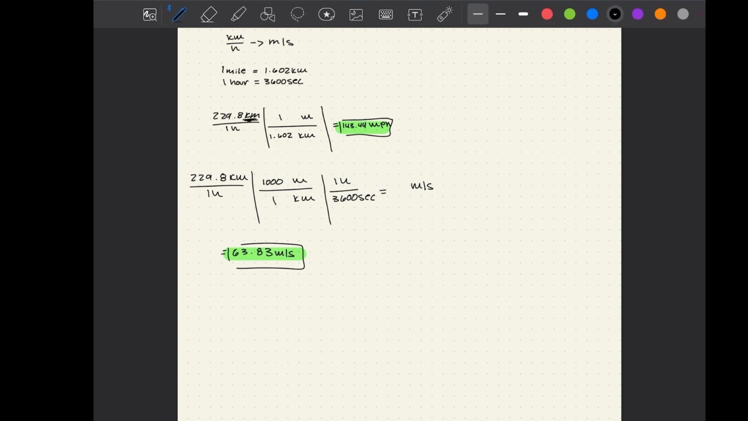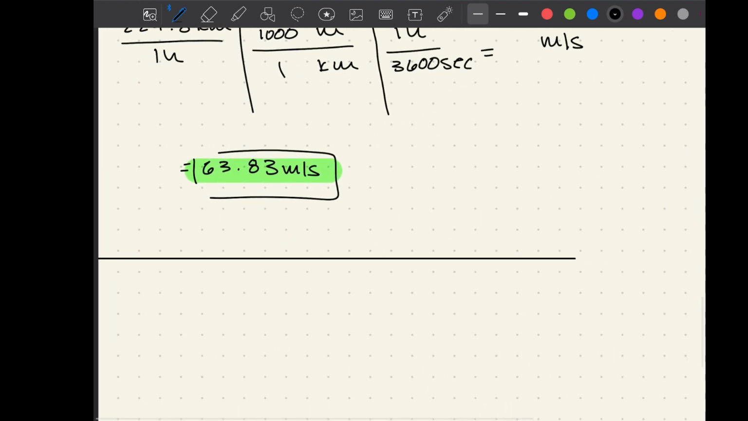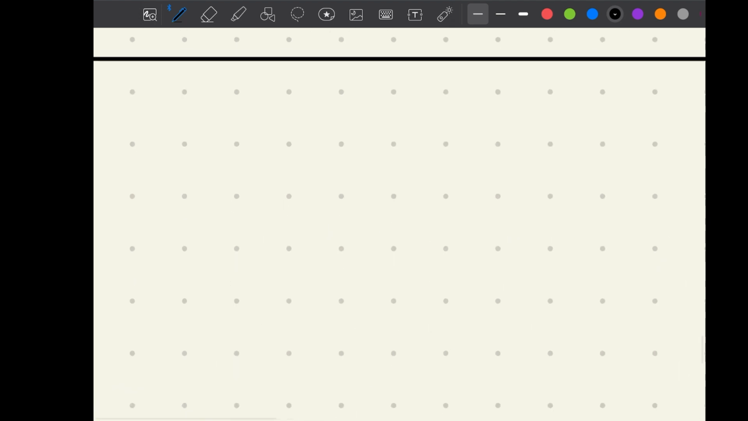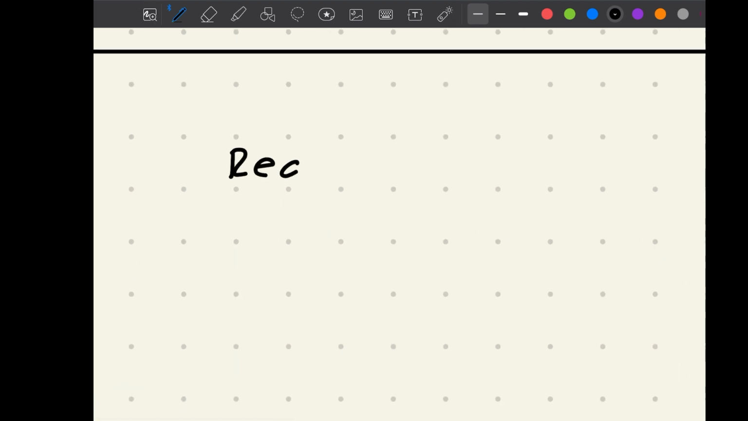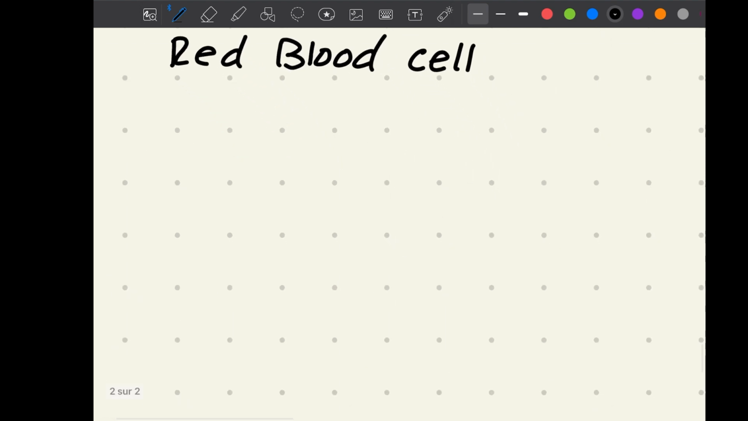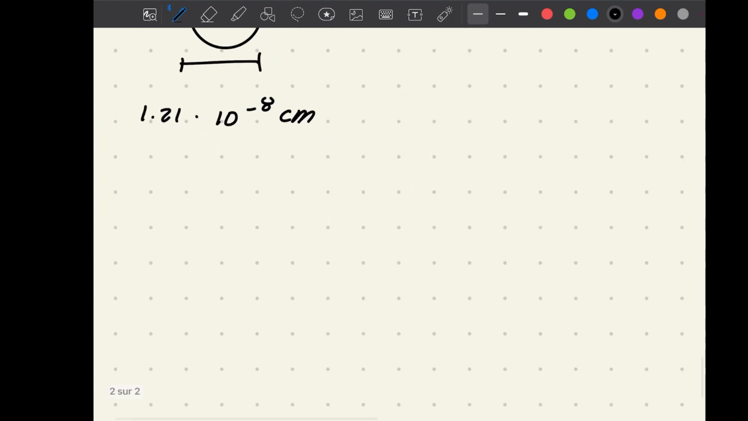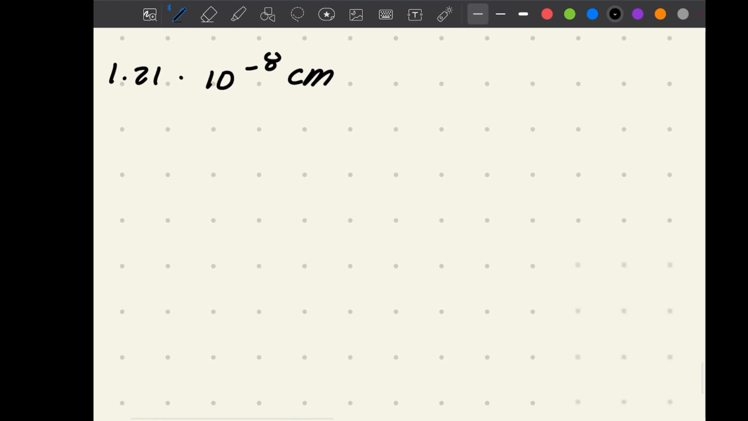Now on to the next one. This is a bit more of a real life scenario. Well, not really, because when will you ever really need to measure the width of a red blood cell in your normal life? But here we have a red blood cell. A red blood cell width is about 1.21 times 10 to the negative 8 centimeters across. And we want to convert this into inches.